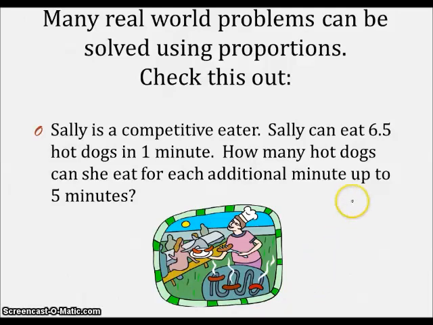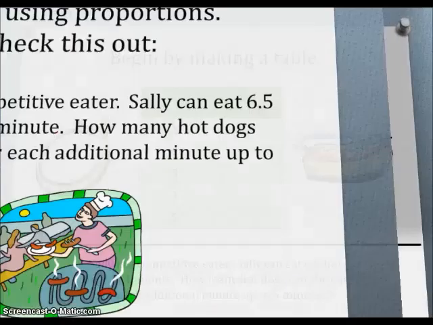So what do we know? Well, we know that Sally can eat 6.5 hot dogs in 1 minute. That is a ratio, right? So she can eat 6.5 hot dogs in 1 minute. That's how the two numbers relate to each other. Now, we don't know how many hot dogs she can eat for each additional minute. So we're looking at minutes 2 through 5.